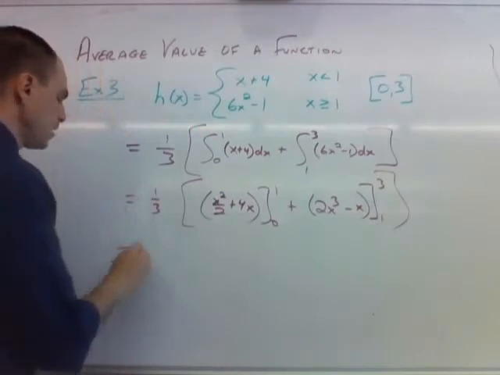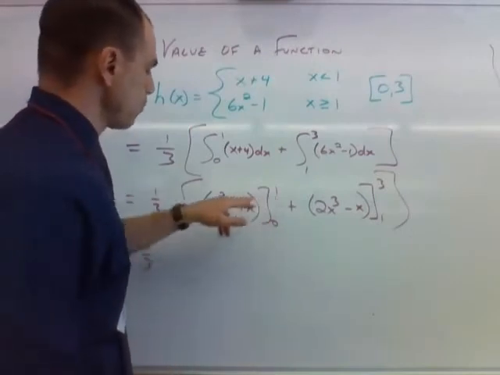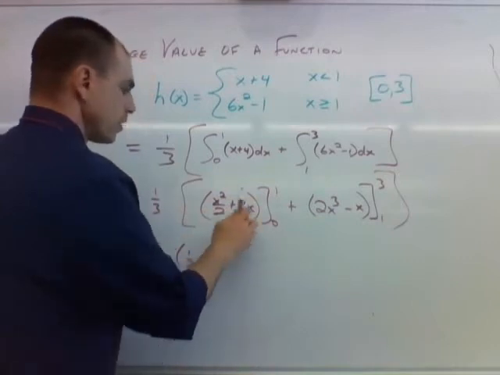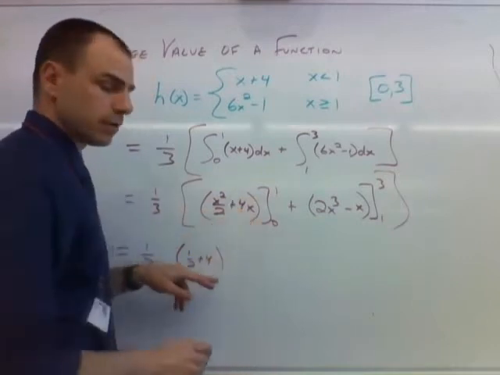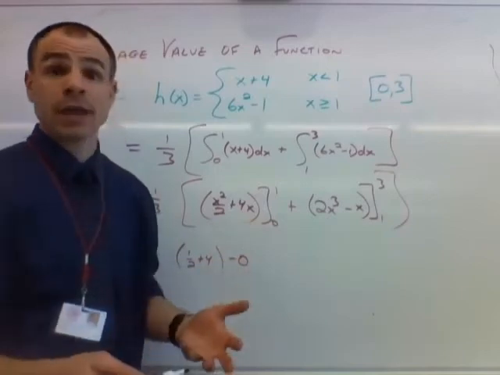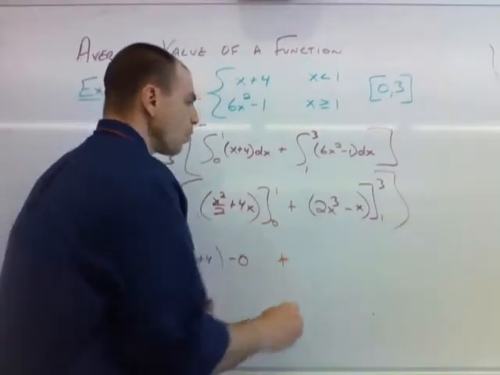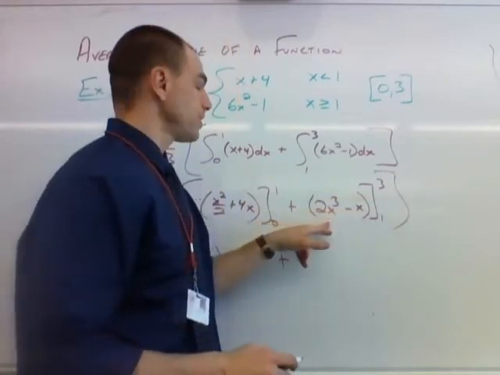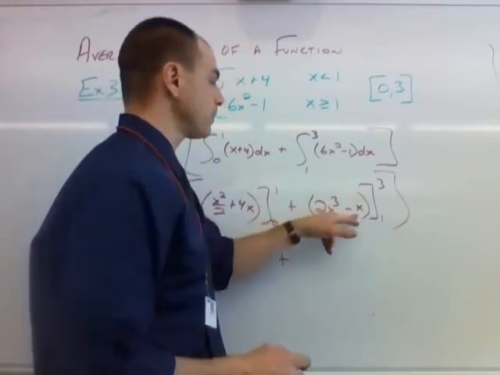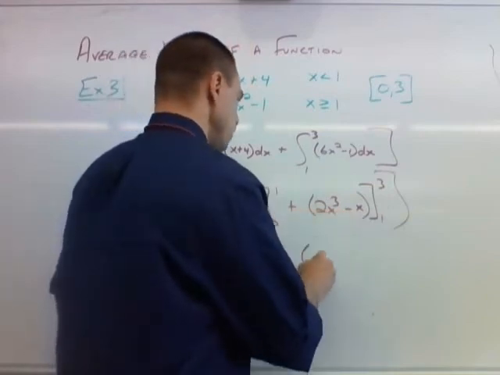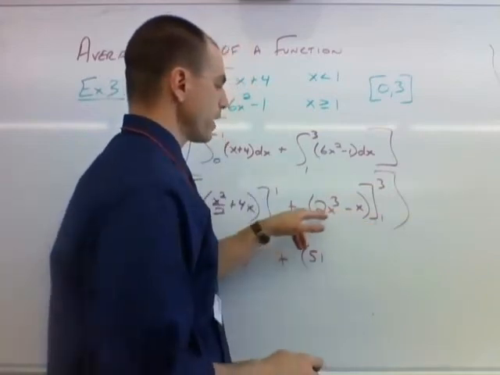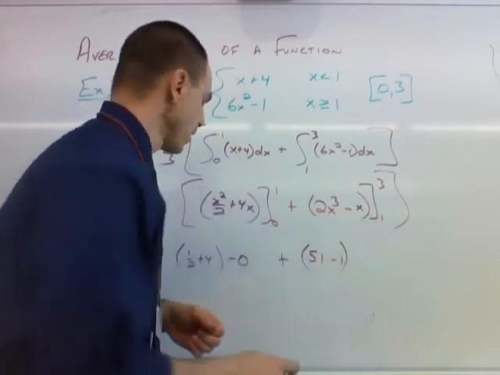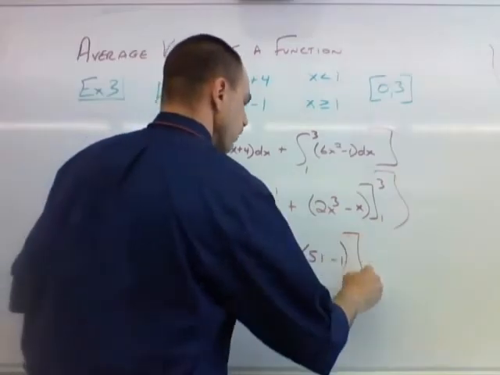All right. And then there's our 1/3 again. When we plug in 1 here, we have a half plus 4. When we plug in 0, we get 0. So that's going to be minus 0, even though we don't really need to write that minus 0. Over here, when we plug in 3, 3 cubed is 27. 27 times 2 is 54. 54 minus 3 is 51. When we plug in 1, we get 2 minus 1, or just 1. Okay. And again, we're taking 1/3 of the whole thing.